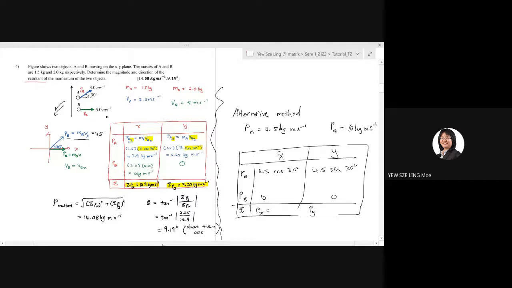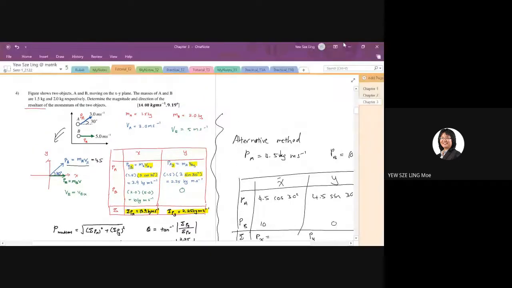Okay, so let's move to the next question. Now, the next questions will start on impulse. Okay, the next question is an impulse question. So we are done with momentum for now. Let's zoom it back.